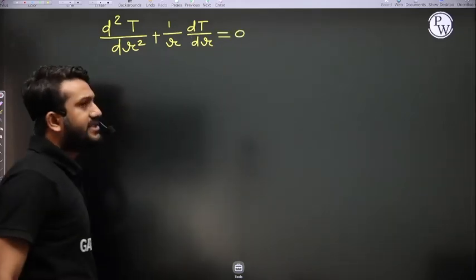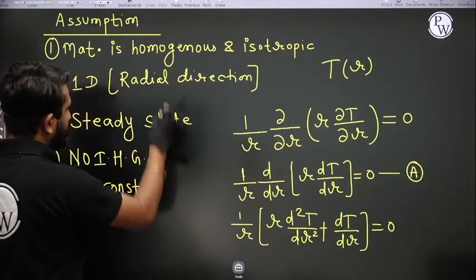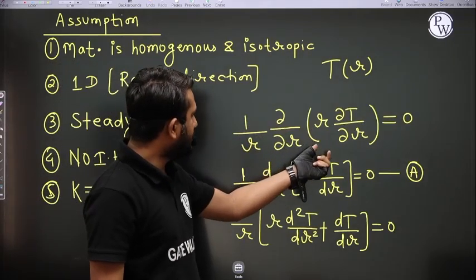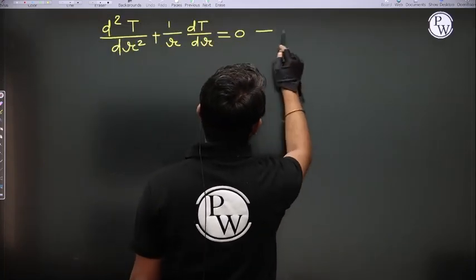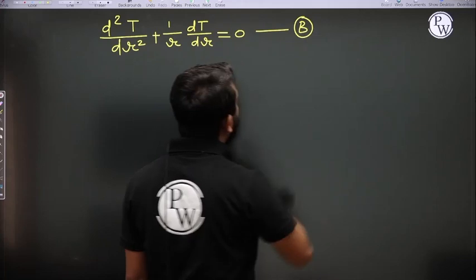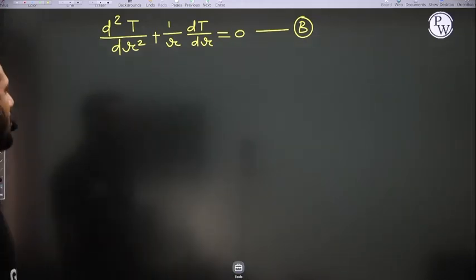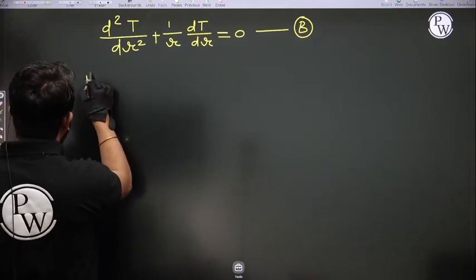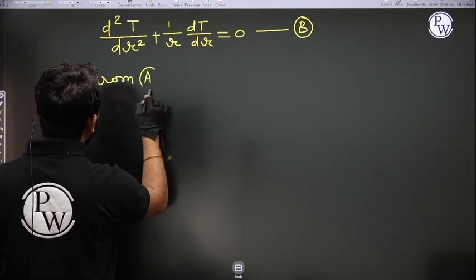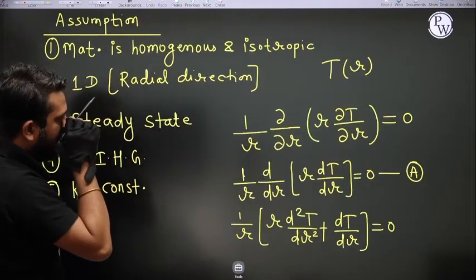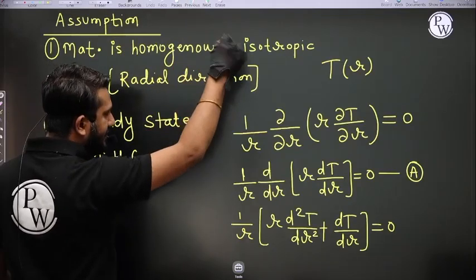So this is also a general heat conduction equation under these assumptions. So equation number A can be written in this form also, that means in the form of equation number B. Is it clear? Now, from equation number A, I want to find out the temperature variation with R.